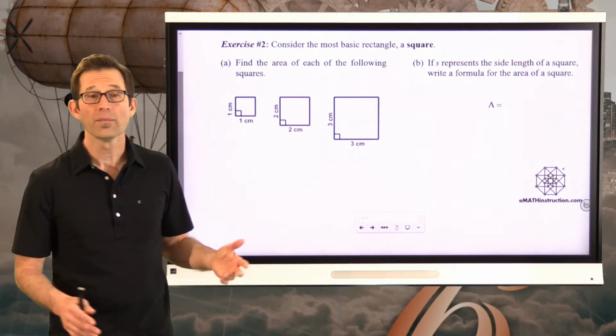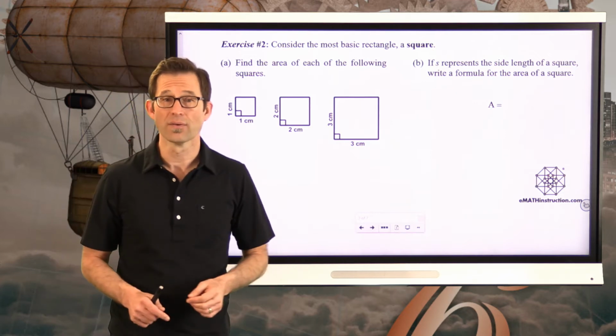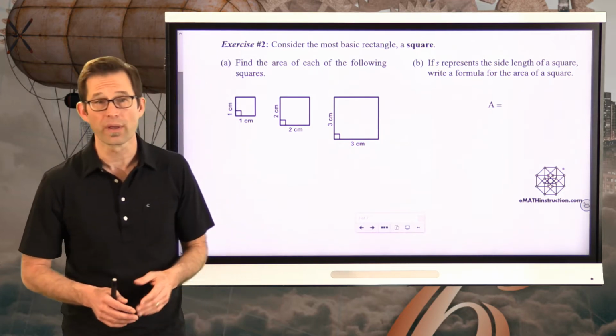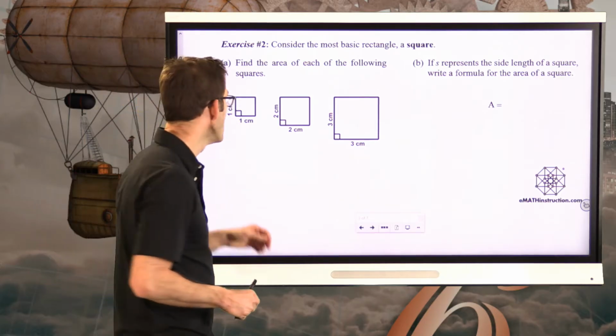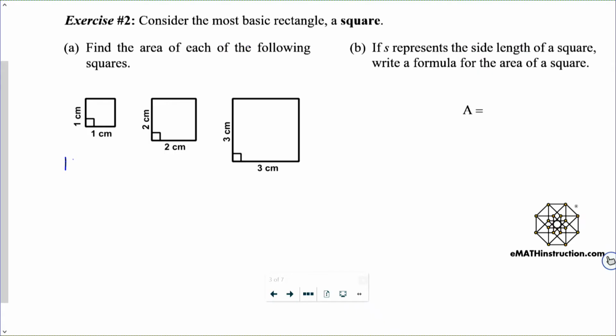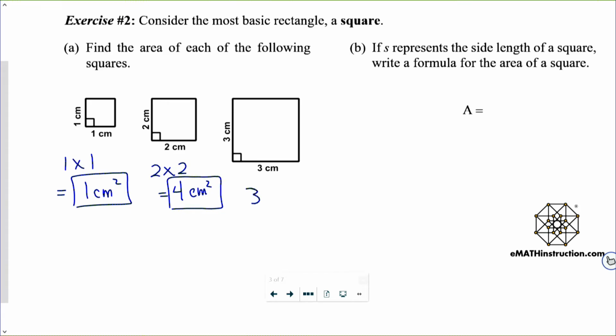All right, well, because squares are rectangles, their areas can always be found by doing length times width or base times height or whatever you want to call the letters. So in this case, we would have simply 1 times 1, which would equal 1 square centimeter. Right here, we would have 2 times 2, which would be 4 square centimeters. And here we would have 3 times 3, which would be 9 square centimeters.